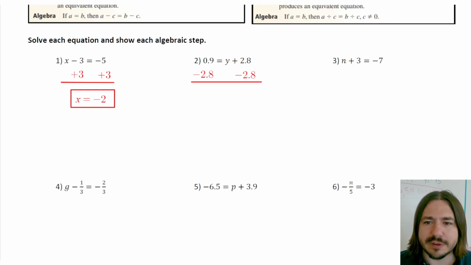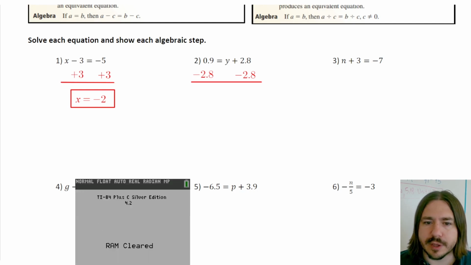It doesn't want to get pulled up here. Let me see here. I think I need to do this. There we go.